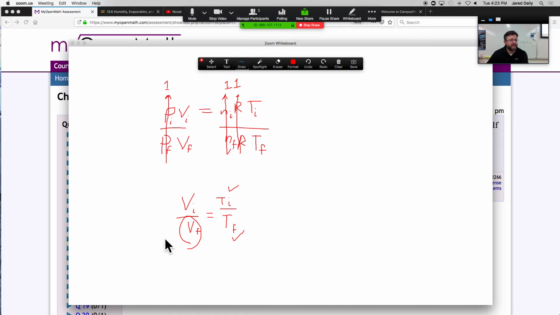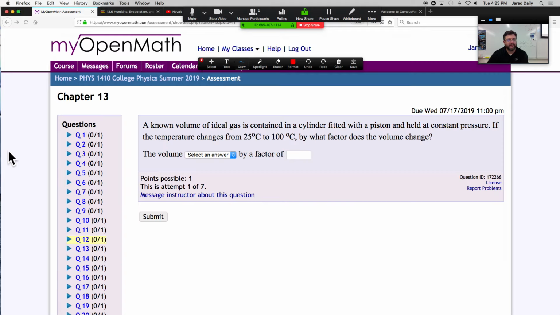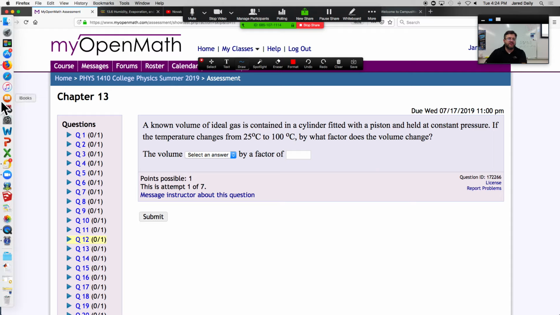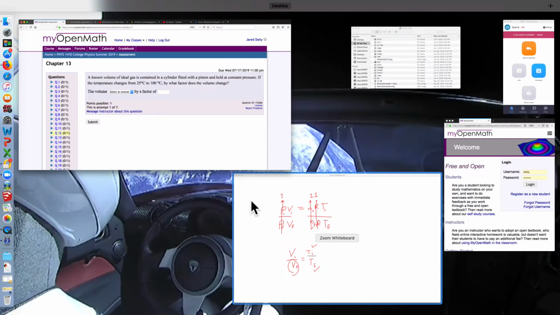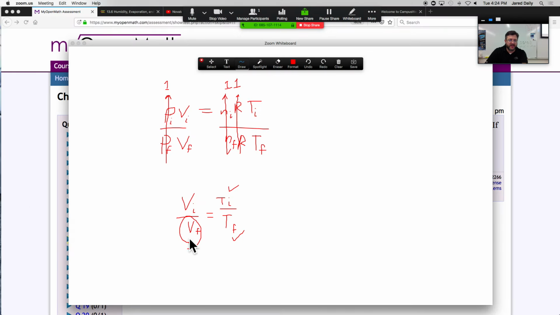So what's the initial volume? Oh no, it doesn't say we know the initial. It wants to know the factor by which the volume changes. So the factor of volume change is going to be equal to the volume final over volume initial. So you just flip this over and flip this over.